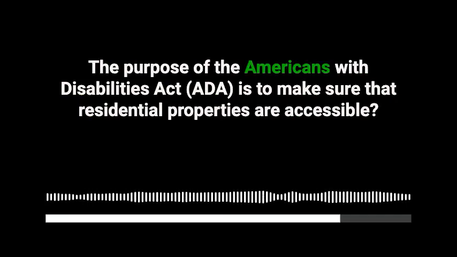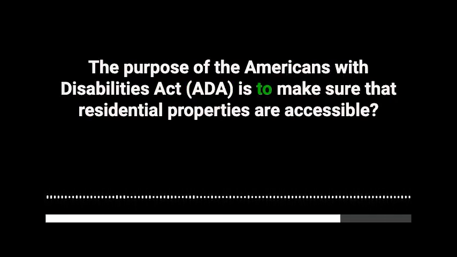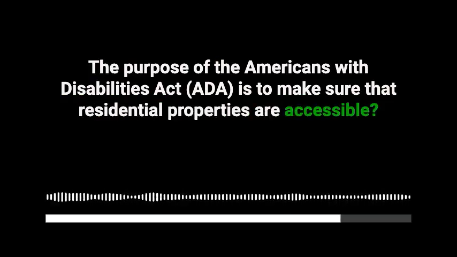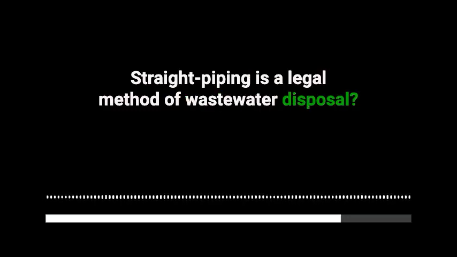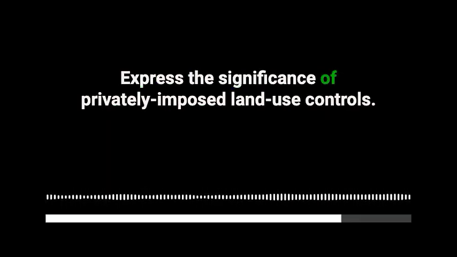The purpose of the Americans with Disabilities Act is to make sure that residential properties are accessible. False. Straight piping is a legal method of wastewater disposal. False. Learning objective. Express the significance of privately imposed land use controls.